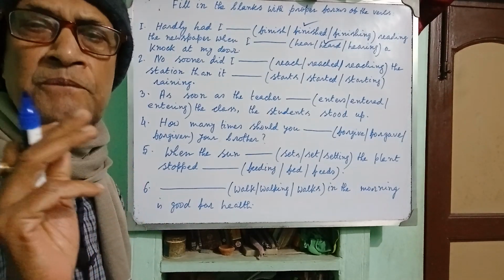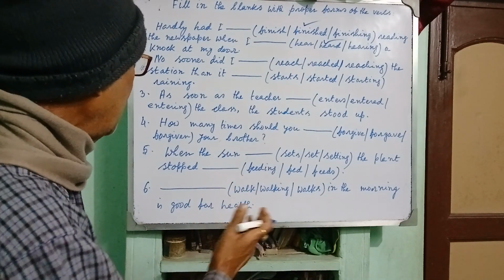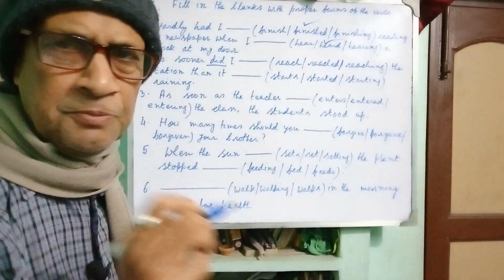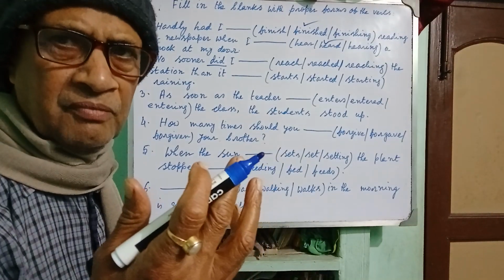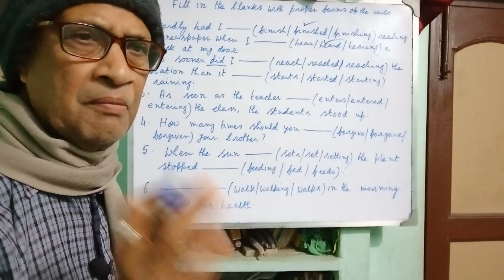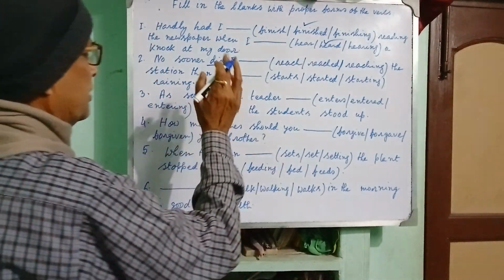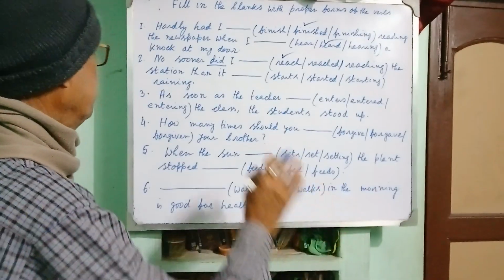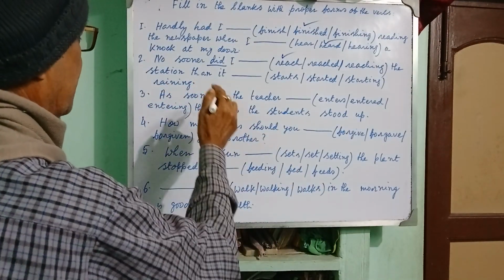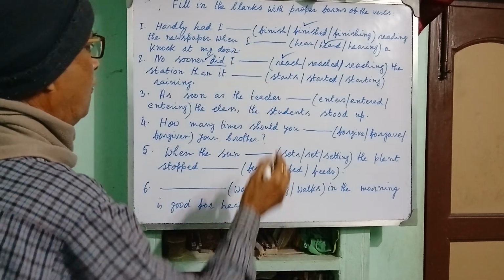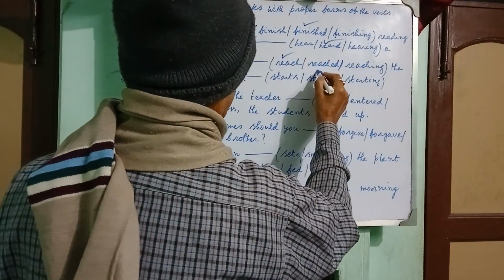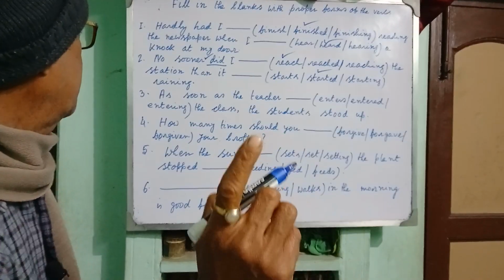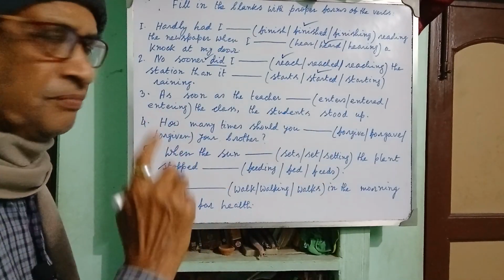Now come to the second example. No sooner did I, you see that the auxiliary verb is in the past form. So the following verb, the principal verb, must be in the present form. No sooner did I reach, not reached, did I reach the station than it, as it is in the past tense, so it must be followed by another past tense, that is started. No sooner did I reach the station than it started raining.